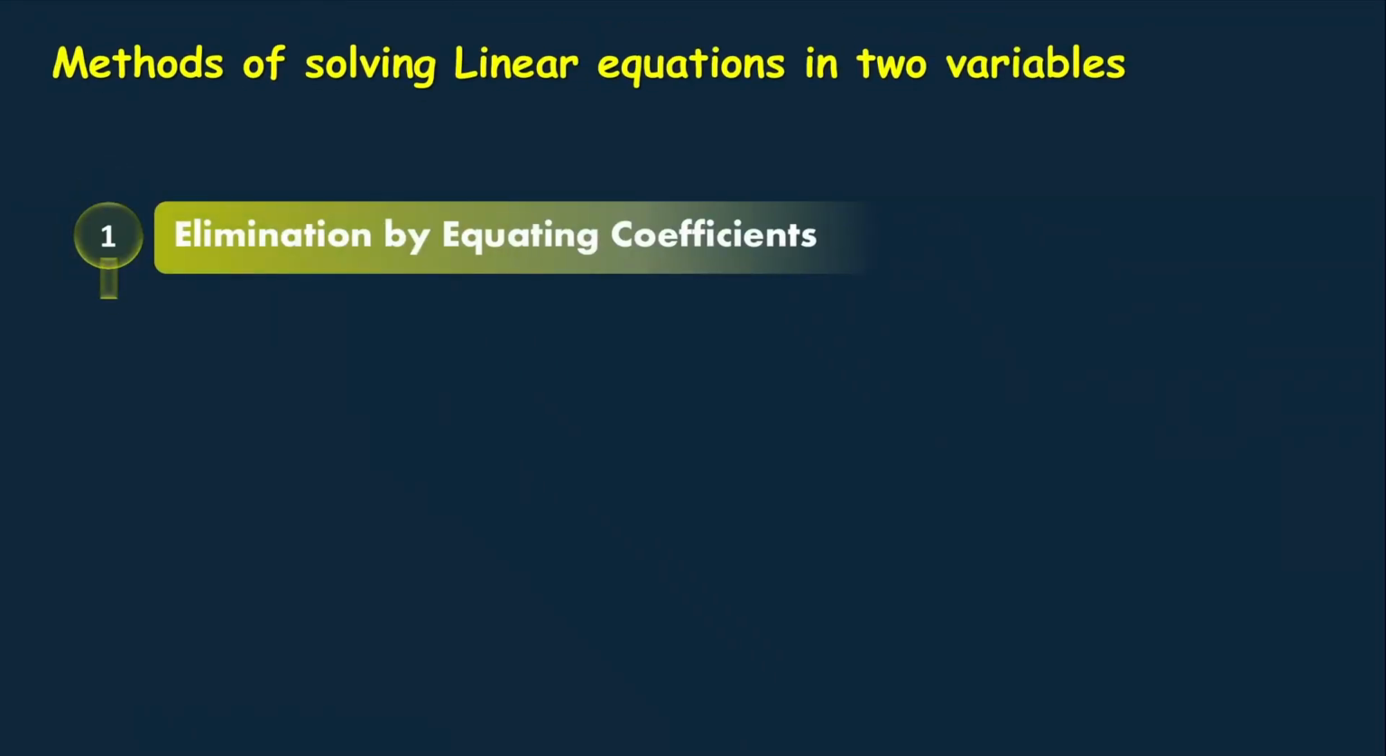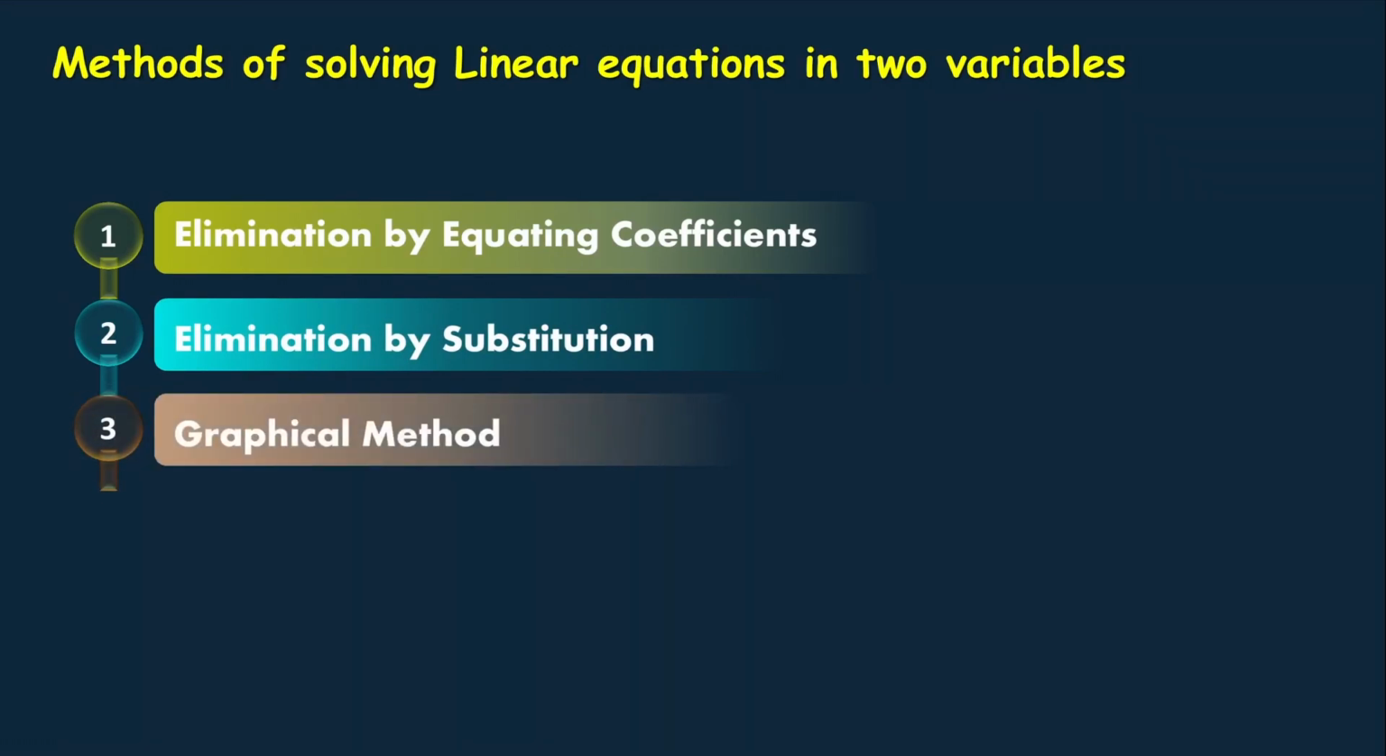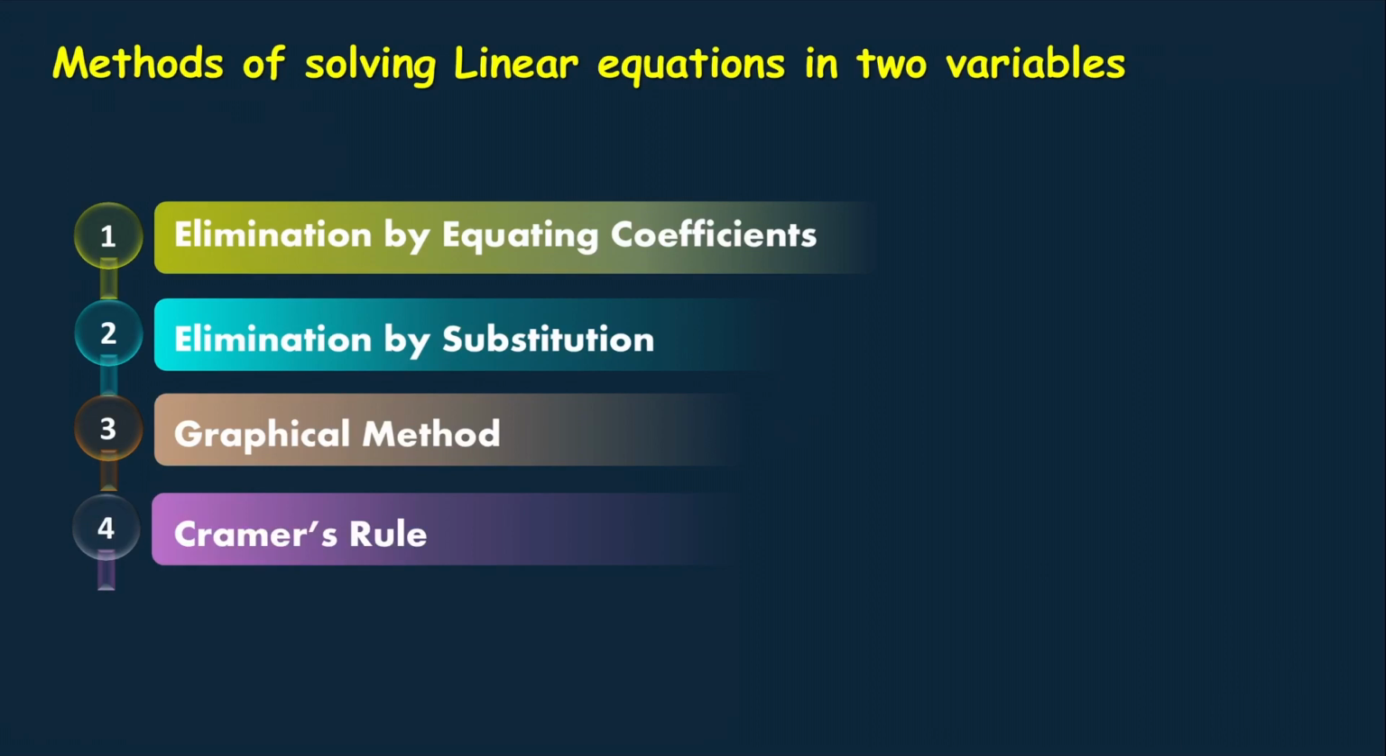Now, how do you solve a linear equation? There are four methods: elimination by equating coefficients, elimination by substitution, then the graphical method, and in the end we have Cramer's rule. We'll be studying all four, but first and foremost we need to understand whether we apply linear equations in real life.